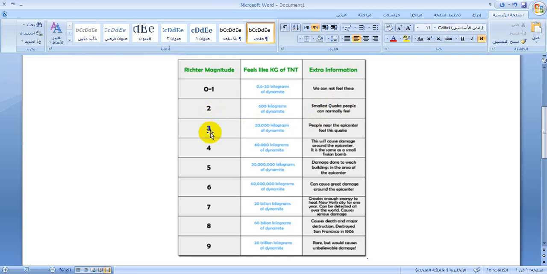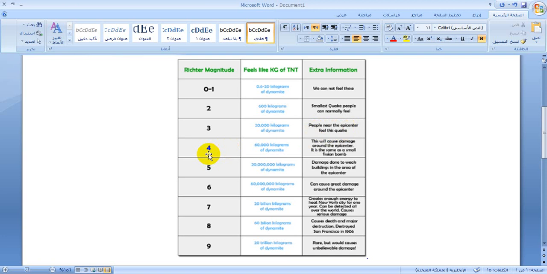Whereas in 3, if the Richter magnitude was 3, it is equivalent to 20,000 kilograms of dynamite. It says here in the third column, extra information, that people near the epicenter feel this quake. So, who feels this quake? Only the people near the epicenter.